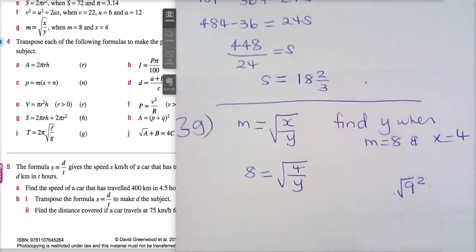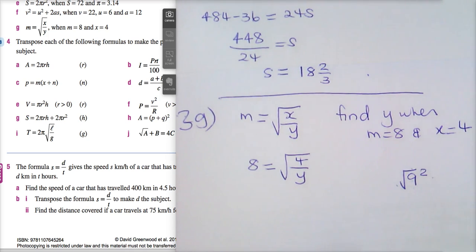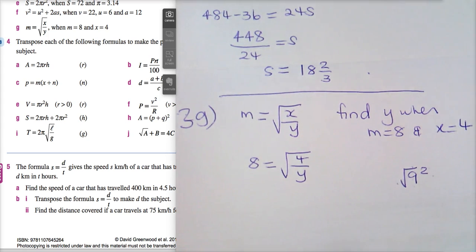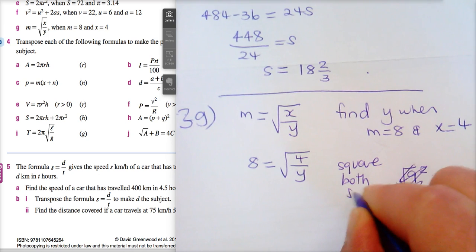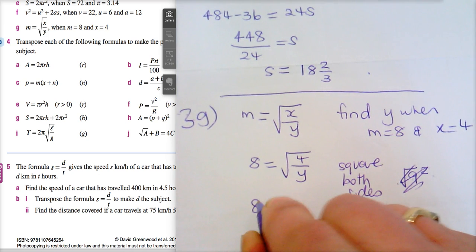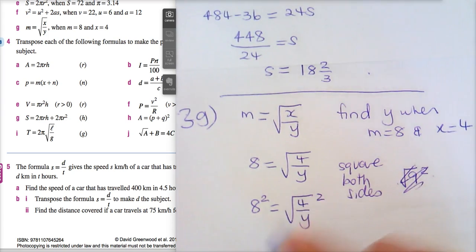What you need to do here is, you know how we've been just picking up things and taking them over? In all those other cases, we are doing the same thing to both sides, but this is a case where you need to really show that you're doing the same thing to both sides. So I'm going to square both sides. I've got 8 squared equals the square root of 4 on y, squared. The square root and the squared just cancel.